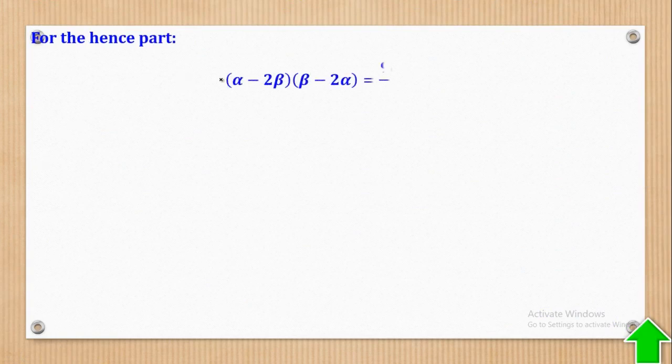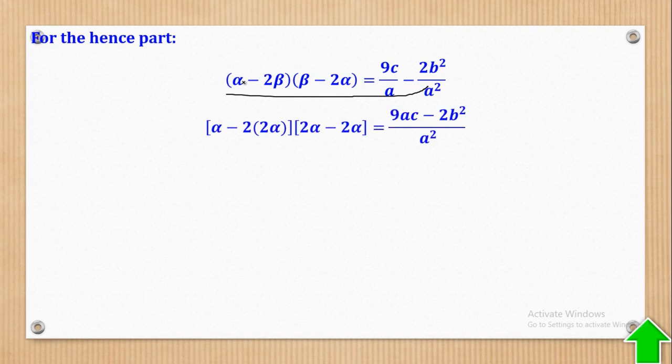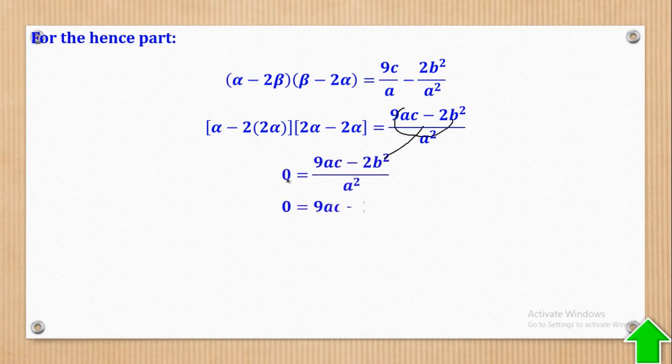So for the hence part, this is what we have got from the previous part, but one root is twice the other. Therefore, it implies that if beta is 2 alpha, where there is beta, we shall put there 2 alpha, and 2 alpha here. So still we realize that this one is equal to 0, therefore the whole of this expression will be equated to 0. Cross multiply to come up with that and rearrange to get the required condition. So that is the condition for one root to be twice the other.